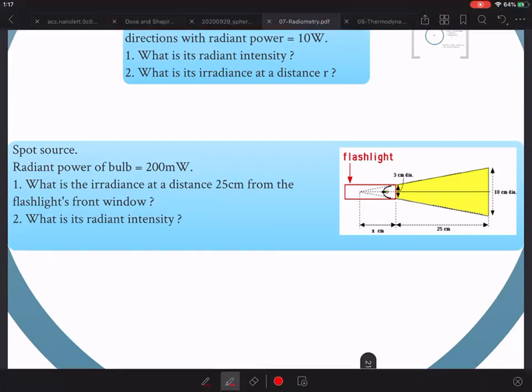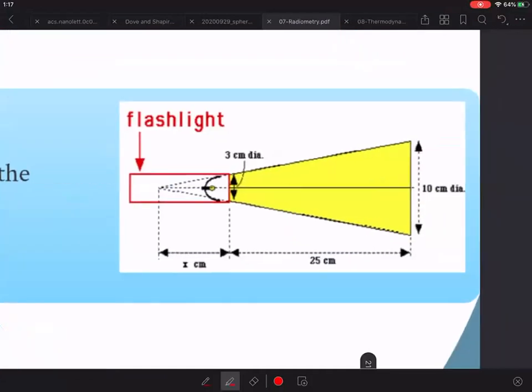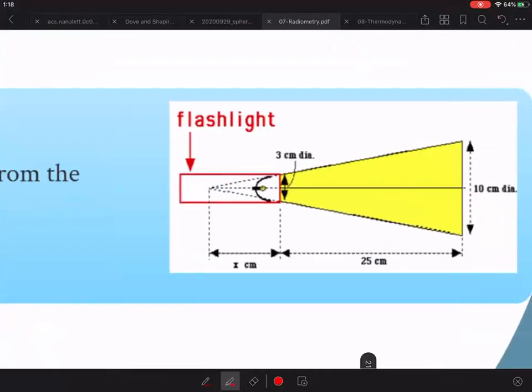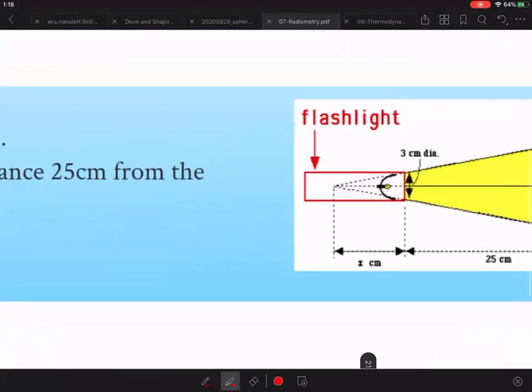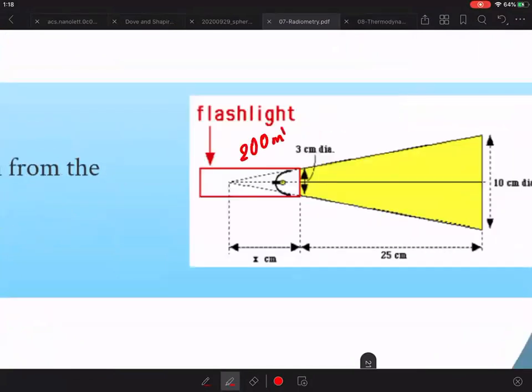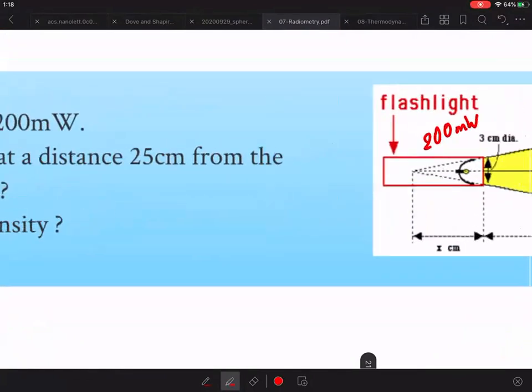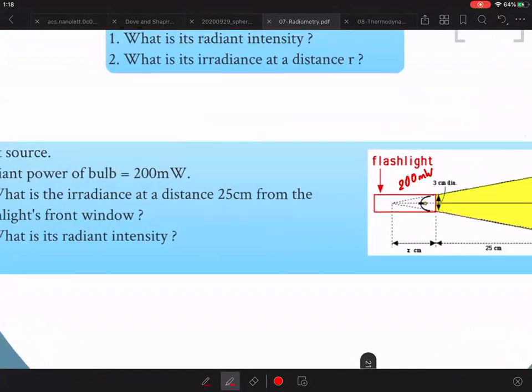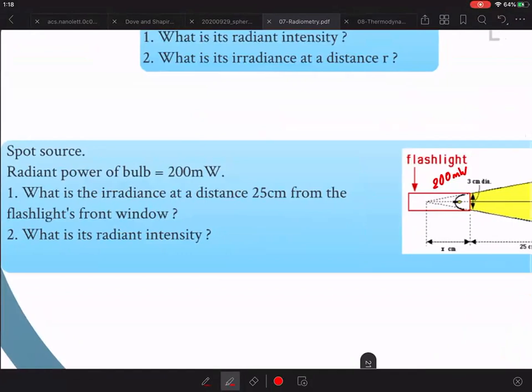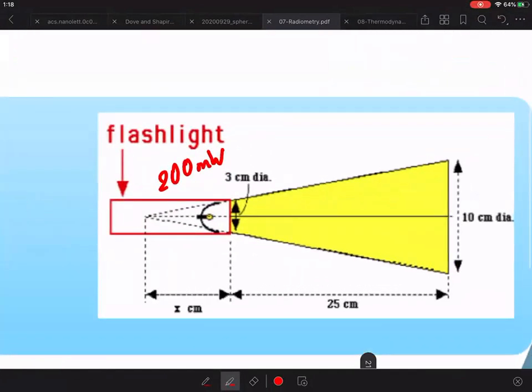I'm not going to put you in breakout rooms for this in the interest of time, but let's think about this together. So the bulb is emitting 200 milliwatts, and that's in all directions, presumably. I haven't given you that, but let's assume that. What is the radiance at a distance of 25 centimeters from the front window, which is shown here?